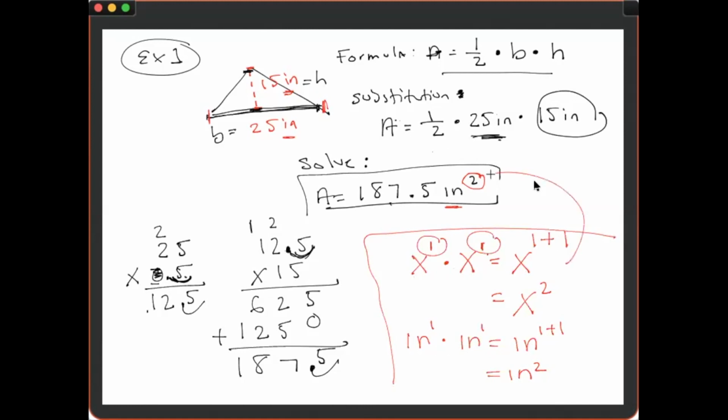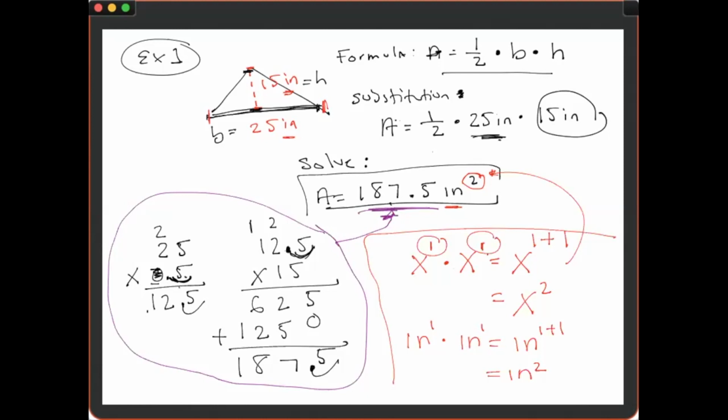This explains this exponent up there. This whole thing here that I worked on the left side, this whole thing here is the calculation portion where I got this number, 187.5. So that's example number 1.